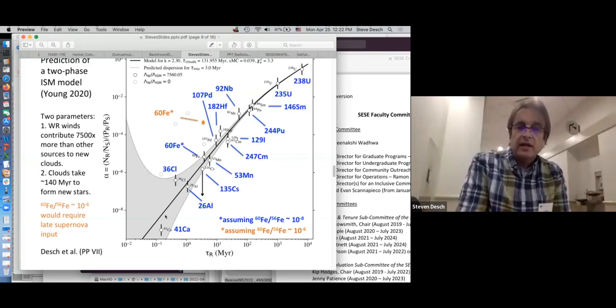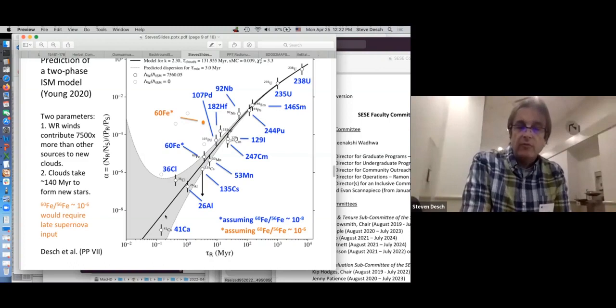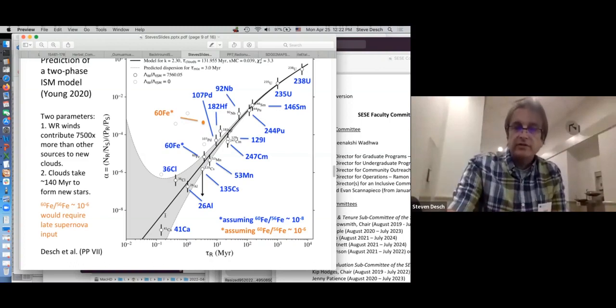And this model needs Wolf-Rayet winds to contribute thousands of times more to that new material than other sources, which is a statement that Wolf-Rayet winds explode near star-forming regions. But if you make those assumptions, the black line is what you predict, and everything falls very closely to this line. So I think it's a very successful model.